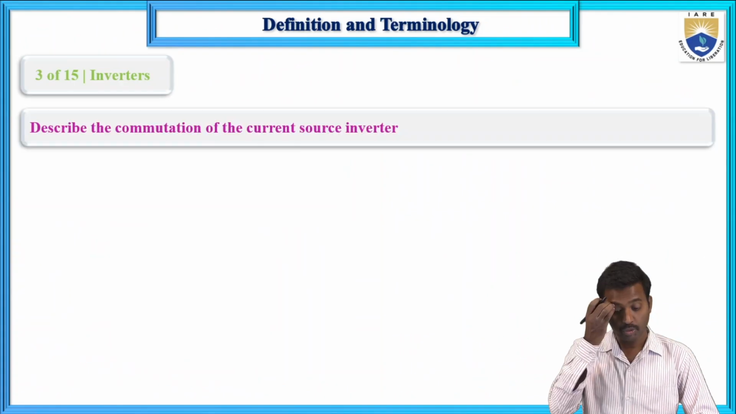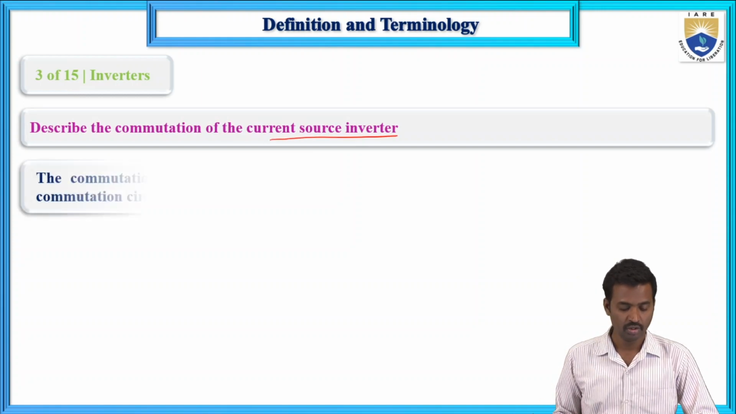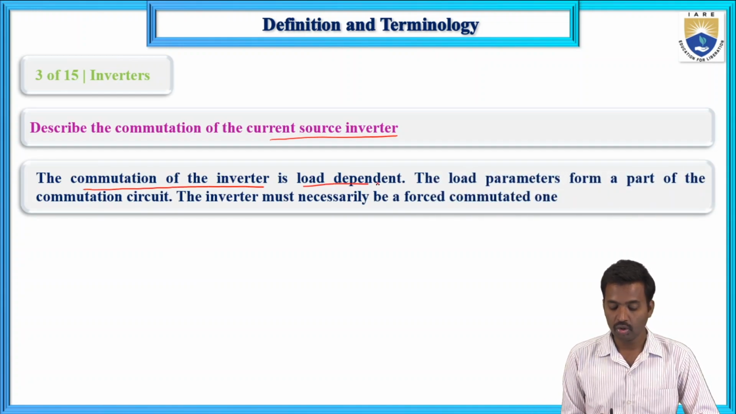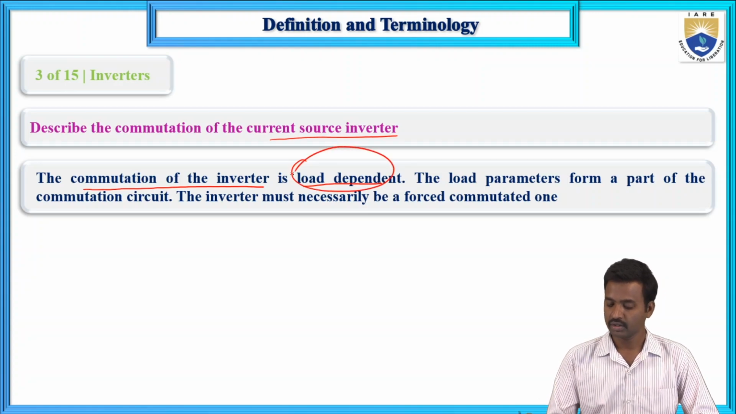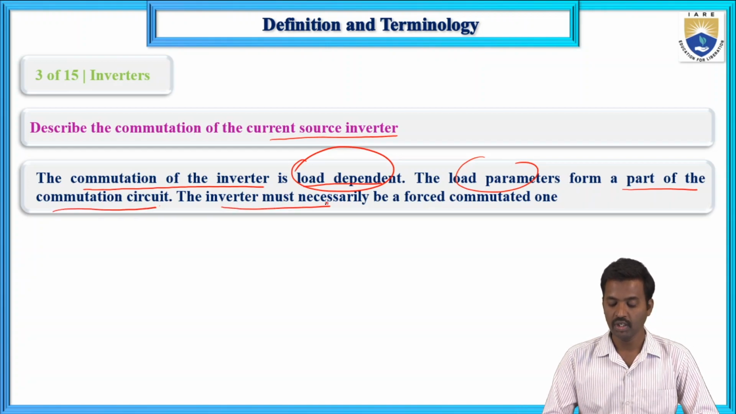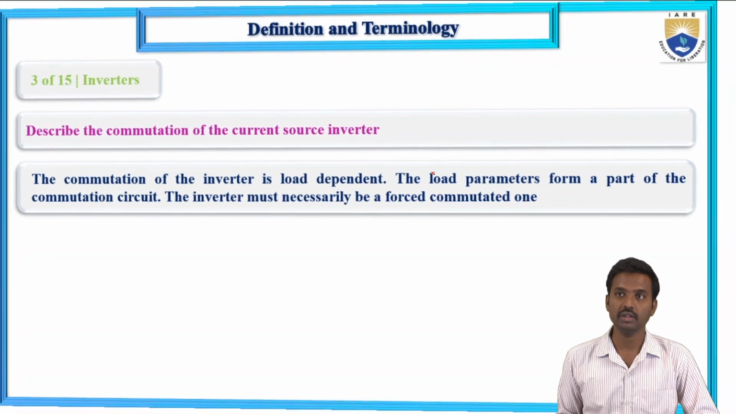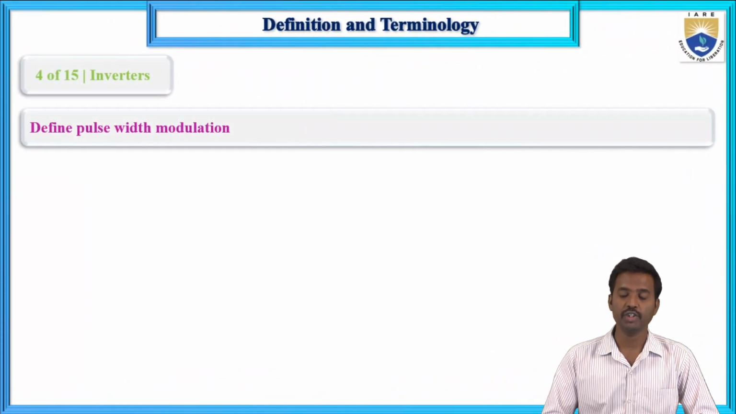Now the commutation of the current source inverter. Commutation means the process of turning off. The commutation of the inverter is load dependent, depending only on the load. The load parameters form a part of the commutation circuit. So the inverter must necessarily use forced commutation, not natural commutation.